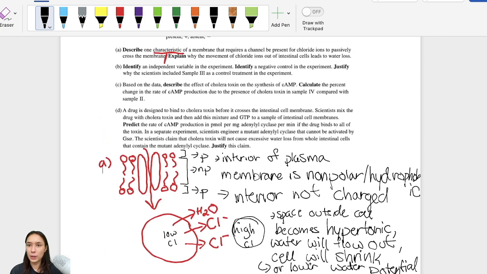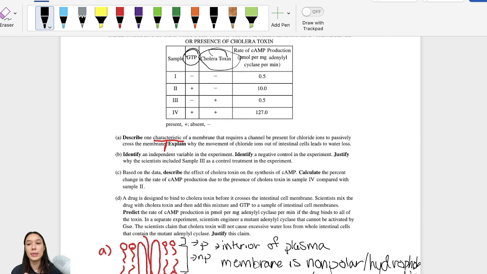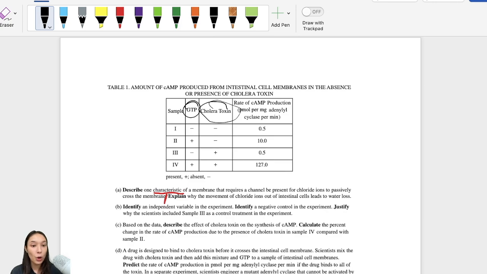Okay, so there was a second part to this. It says, identify a negative control in the experiment, justify why the scientists included sample 3 as a control treatment in the experiment. Okay, so let's just start off with the first one, which is identify a negative control in the experiment. So a negative control is always going to be what we kind of consider something that's null. So you're not actually doing anything to this. The negative control is going to kind of be like a baseline.